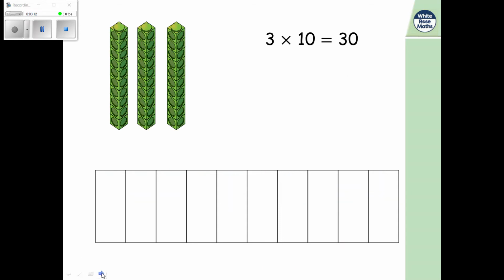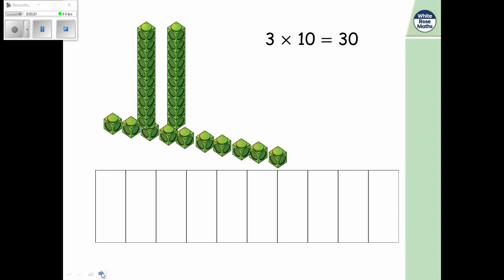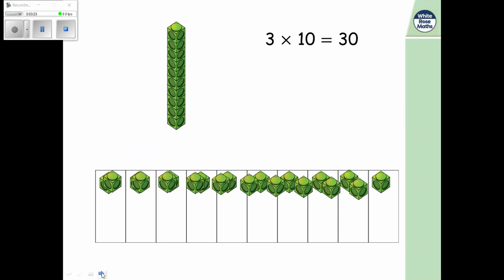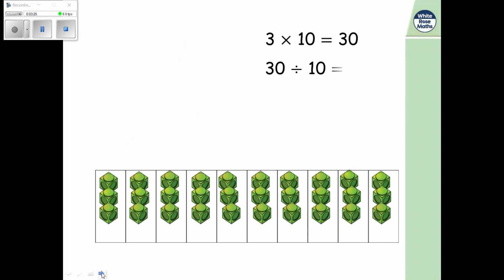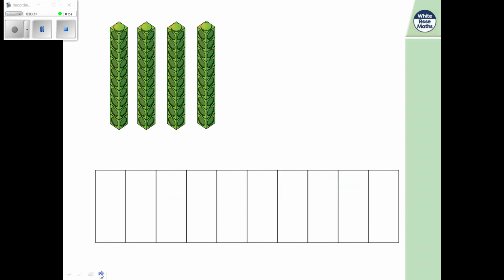So let's have a little think about this one. Pause here and see if you can do the division sentence all by yourself. So you have 30, sharing them, dividing by 10 groups equals 3 in each. And pause here and see if you can do this last one by yourself, a multiplication sentence and a division sentence. Off you go.